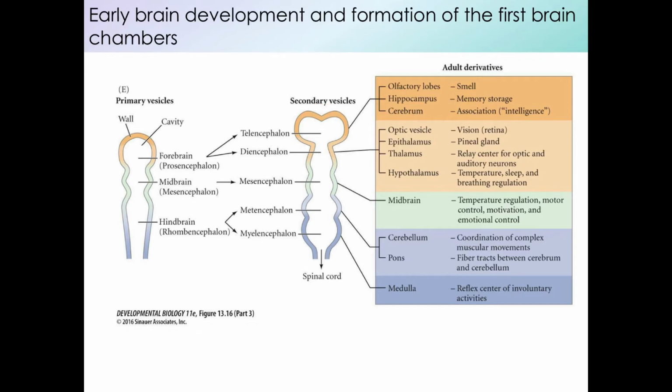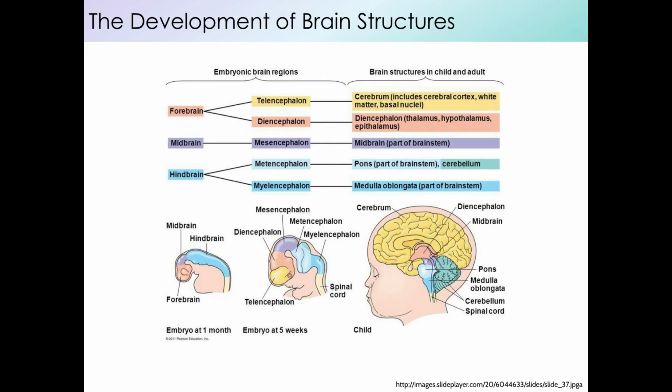The three regions we'll be discussing today are the spinal cord, the cerebellum, and the cerebrum. The cerebellum, as you can see from the image, is derived from the rhombencephalon or hindbrain. The cerebrum, on the other hand, is derived from the prosencephalon or forebrain. This is a graphical representation of what these regions look like as the embryo develops and what they look like in a human child. As you can see, the cerebellum is located near the base of the brain.